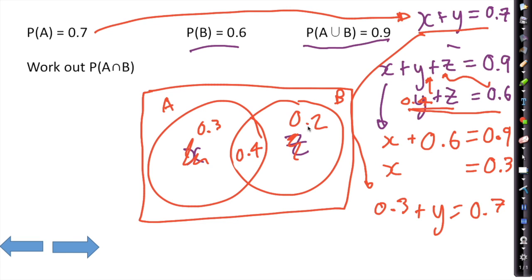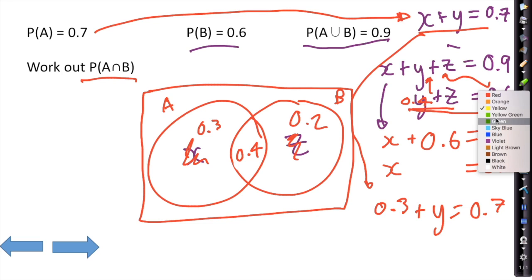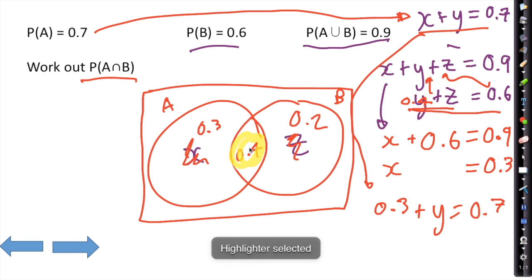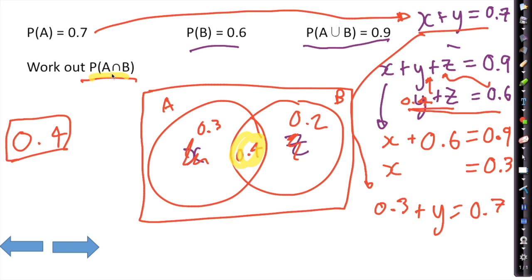That last bit you didn't really need to do, because you needed to work out the intersection of A and B. The intersection of A and B is going to be, let's use yellow, because everyone likes yellow, this guy here, where they overlap, which is 0.4. So that is the probability of the intersection of A and B.